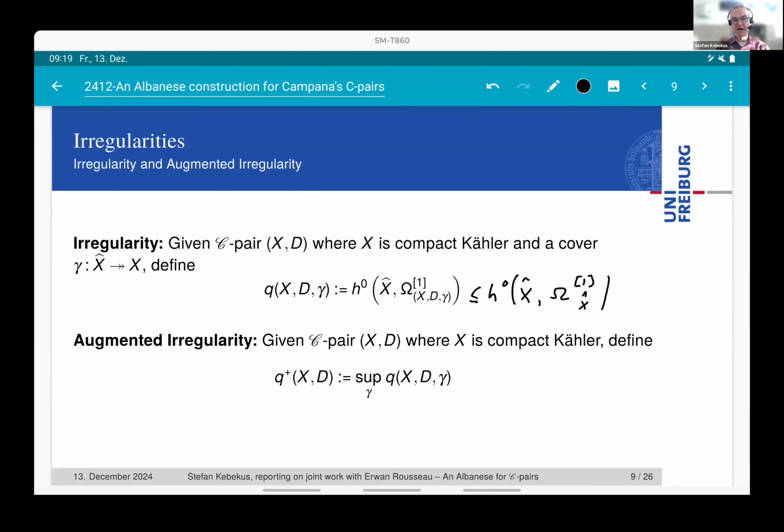We don't know how it behaves when we move from one cover to another, but we could take the supremum over all covers and call this the augmented irregularity, in analogy to the augmented irregularity of Kähler manifolds that has been discussed a lot by De-Qi Zhang from Singapore. Right. So we have augmented irregularities, and we would like to understand what they are.